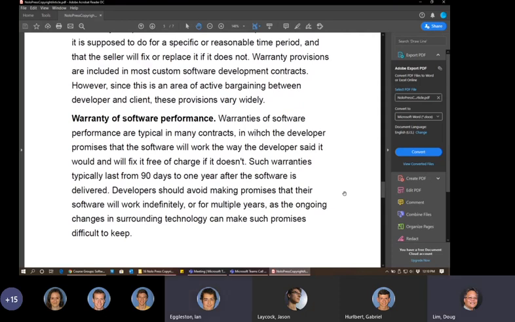So the warranty of the software is typically in the contracts. Yes, question. I know the warranty time would depend on the size of the project and stuff like that, but what would you say is a good average time?